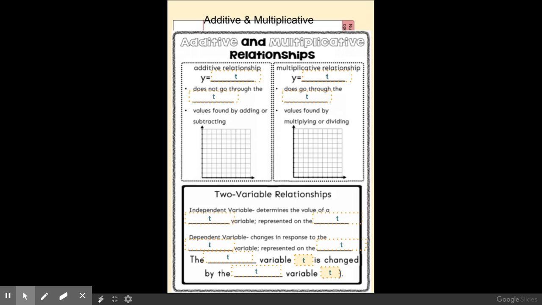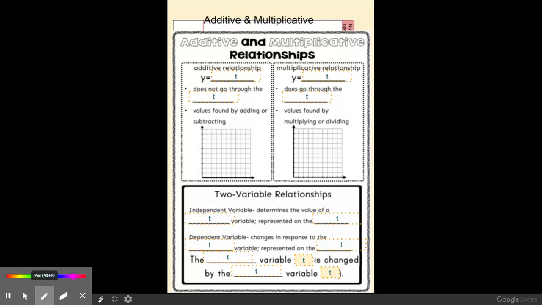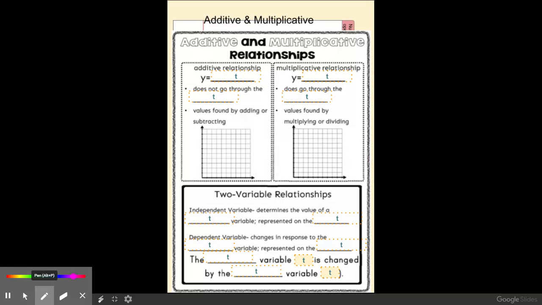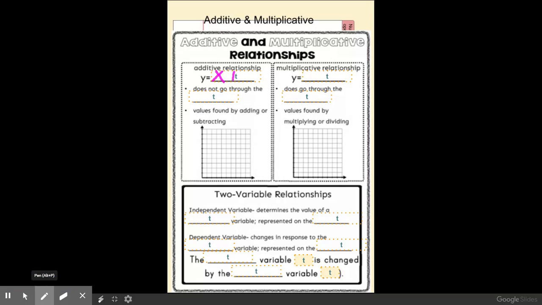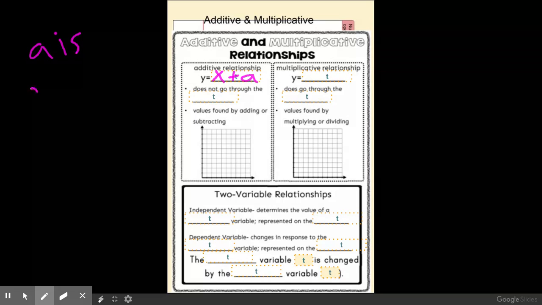All right, today we're going to talk about finding additive and multiplicative relationships. So when we have an equation that is y equals something, we can say that our equations are either going to be additive or multiplicative. When we have an additive relationship, it's going to say that y equals x plus a. And we're going to say that a is a variable, which means that it's a number.